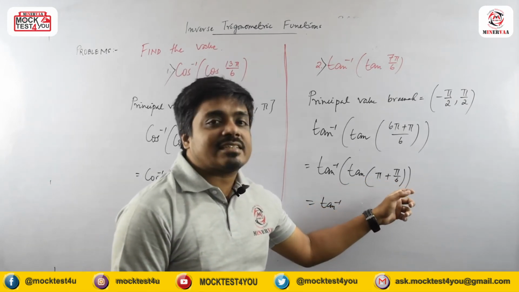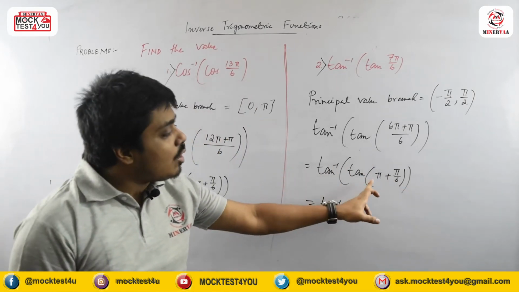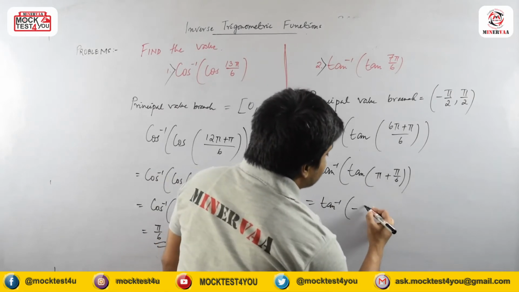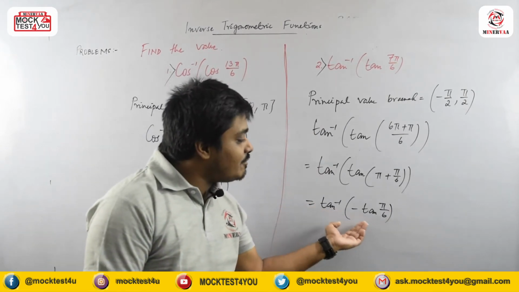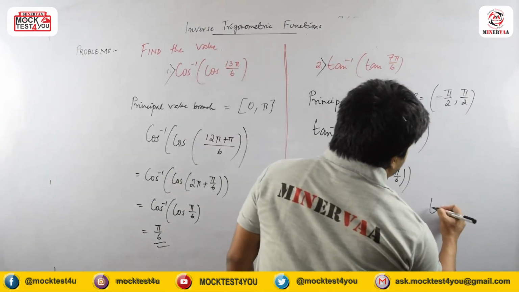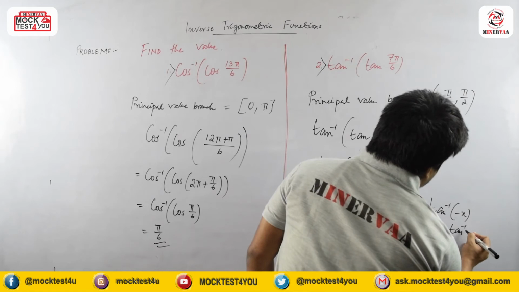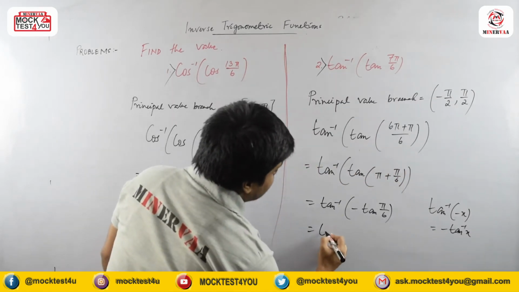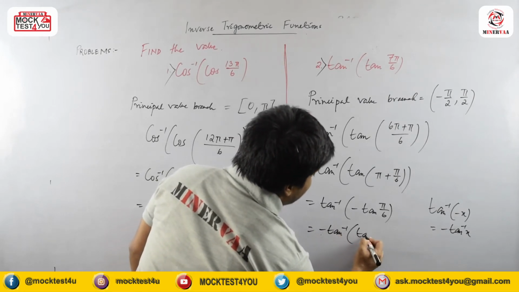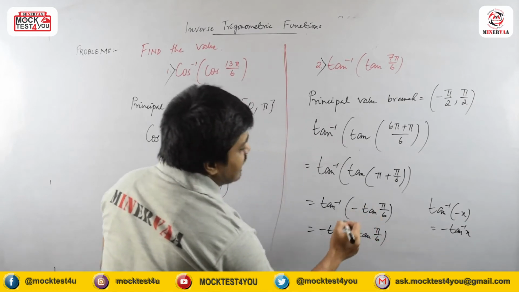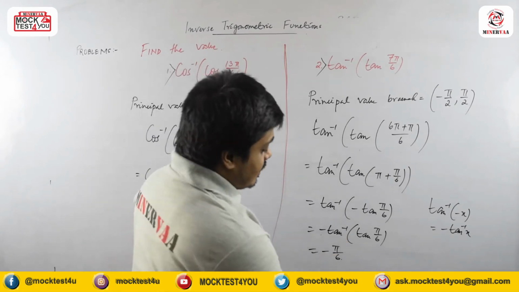Now pi plus pi by 6 lies in the second quadrant, and in the second quadrant tan is negative. So I will get minus tan of pi by 6. Now when we have tan inverse of minus x, we have learned one property, that tan inverse of minus x is nothing but minus tan inverse x. So this minus will come out. So we have minus tan inverse tan pi by 6. So tan and tan inverse go away, and we have minus pi by 6 as the answer.